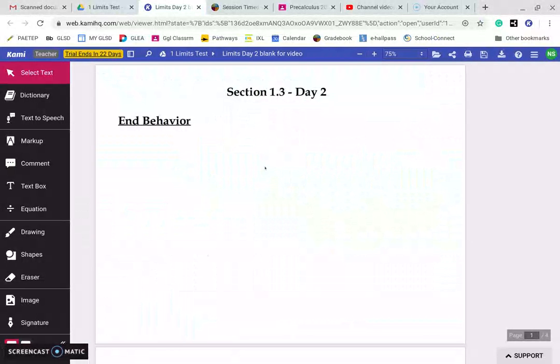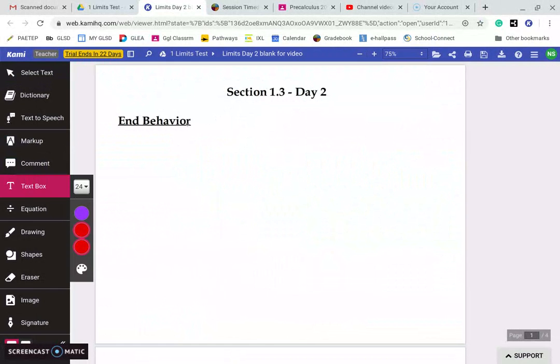So hopefully you already listened to the notes about limits and what they are, and you did the review and the practice and all of that, and you're getting kind of good at it. Today is going to deal with limits as well. These will be short notes. This will not take a very long time. But today deals with end behavior.